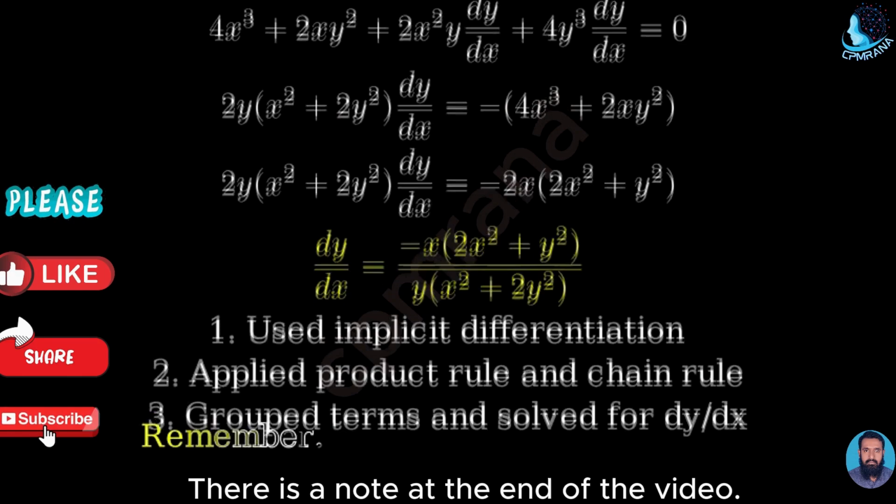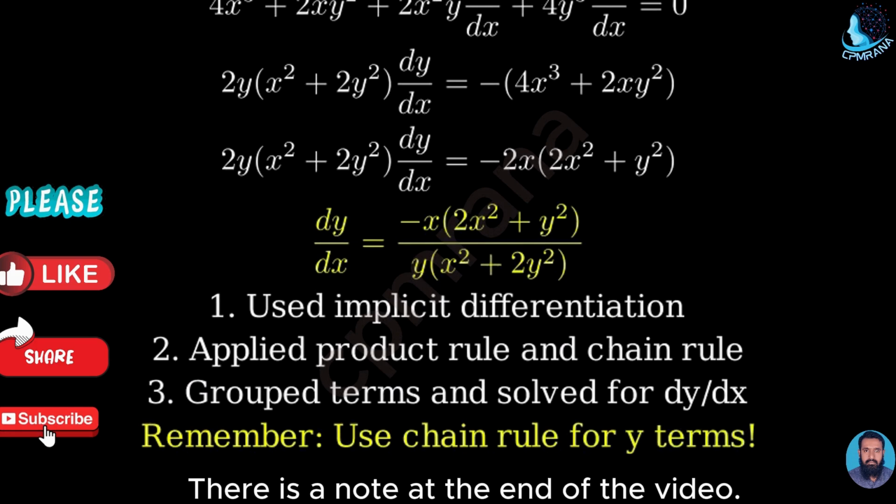dy/dx. And that's how we find dy/dx using implicit differentiation. Remember to always use the chain rule when differentiating terms containing y with respect to x.